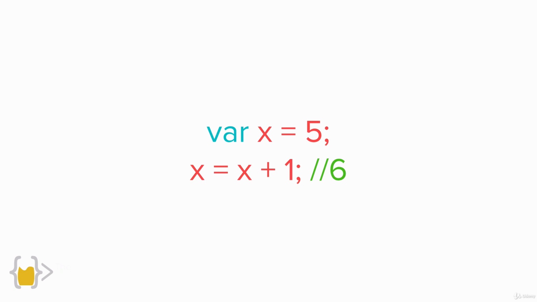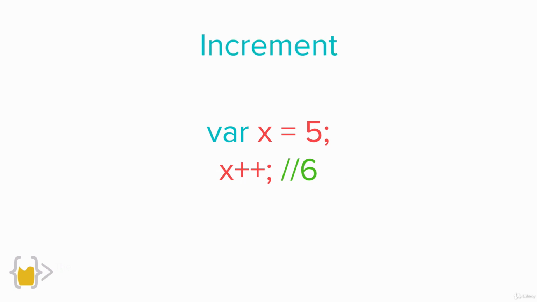Now we've seen this and we've been using this in our previous code, so this should be familiar to you already. But in most programming languages, instead of writing out x equals x plus 1, you can simply write x++. And in exactly the same way, x now gets incremented by 1 and is now equal to 6. So x++ is the equivalent of saying x equals x plus 1. And this is called the increment expression.